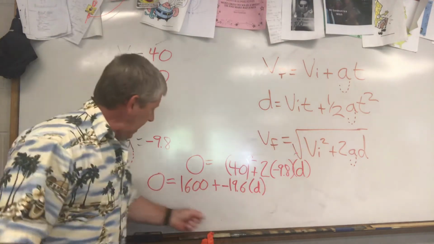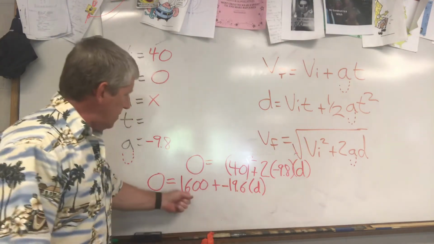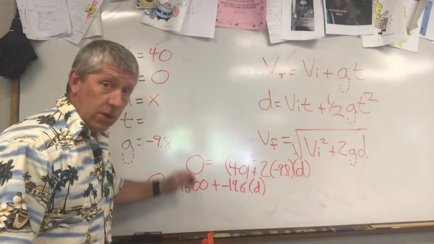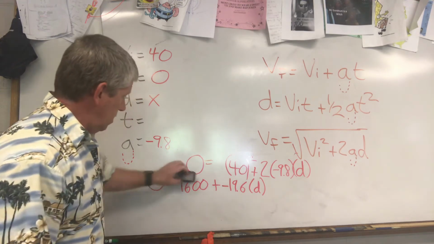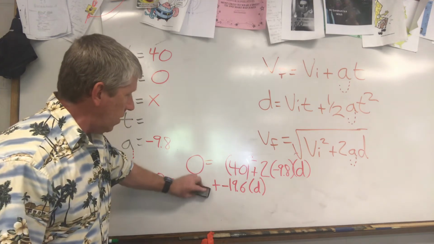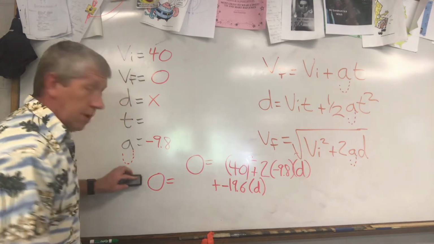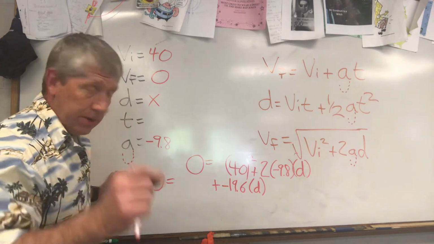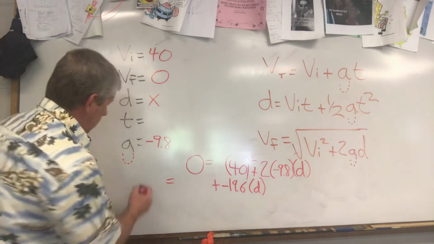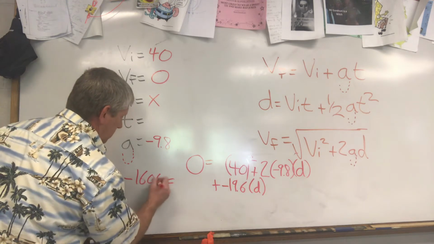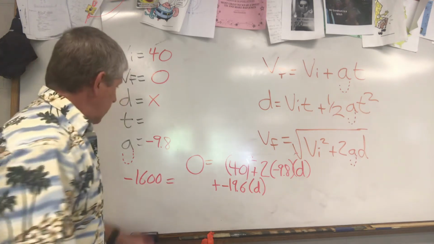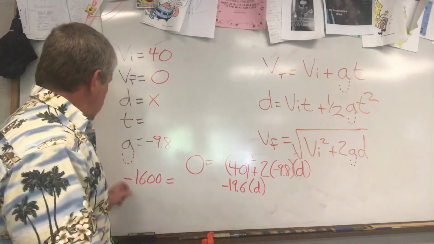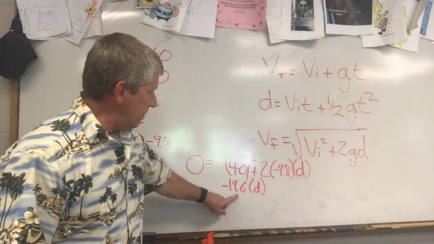Solve for D. I have to get D by itself. Isolate D, subtract 1,600 from both sides. Subtract 1,600 from this side, and it goes away. Subtract 1,600 from this side, 0 minus 1,600, and you get negative 1,600. All right. Isolate the D. This plus is gone. Negative 1,600 equals negative 19.6 D.